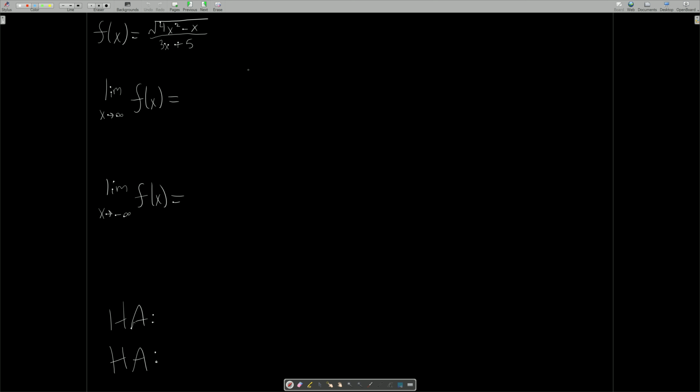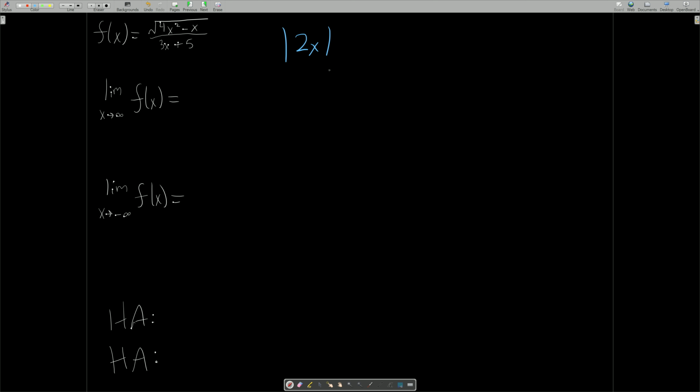Here's an interesting one. The square root of 4x squared minus x over 3x plus 5. And they might just be thinking, you can just square root 4x squared, right? And that's true, except you'll be getting the absolute value of 2x.